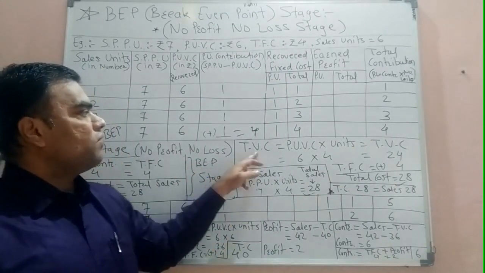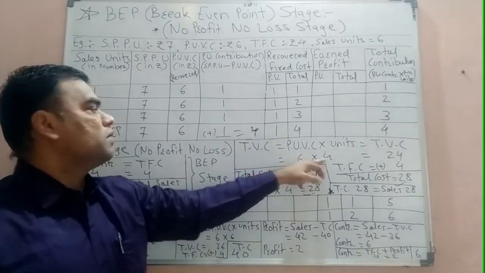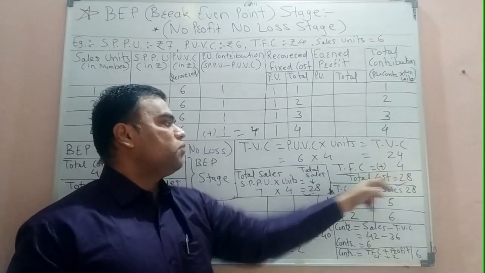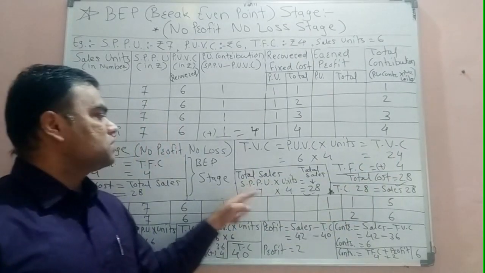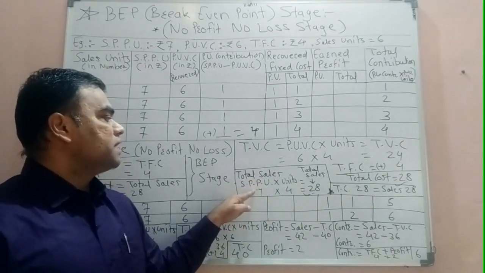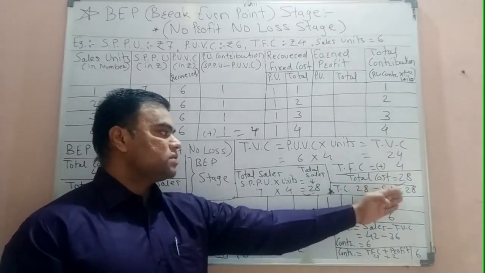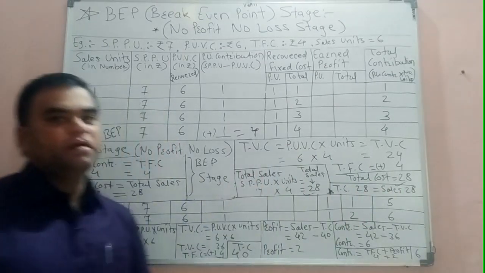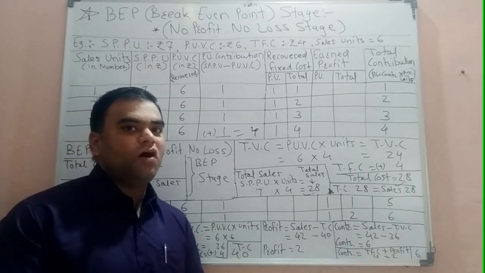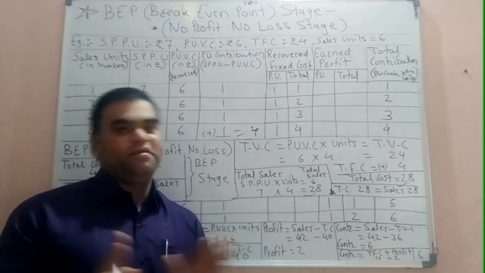Here, our per unit variable cost is 6, into number of units 4, total variable cost 24, total fixed cost 4, so total cost is 28. And total sales: selling price per unit 7, number of units 4, 28 is our total sales. So total sales 28, total cost 28. Is there any profit? No. Is there any loss? No. This is a stage of no profit, no loss. This is the stage of BEP.